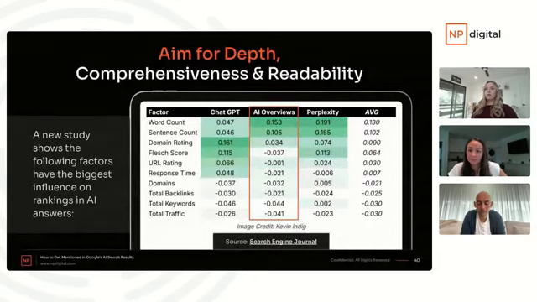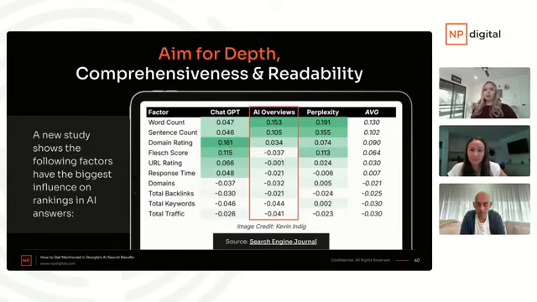So there was a recent study from Search Engine Journal that actually analyzed what factors influence visibility in AI-generated answers the most. The results showed that the factors with the largest impact are word count, sentence count, and readability. This means that if you want to rank in AI overviews, you need to focus on creating content that's in depth, thoroughly covers the topic, and is easy to read and understand.